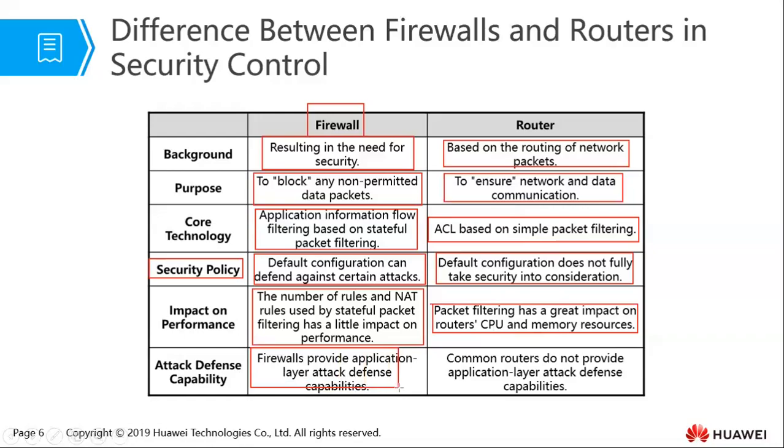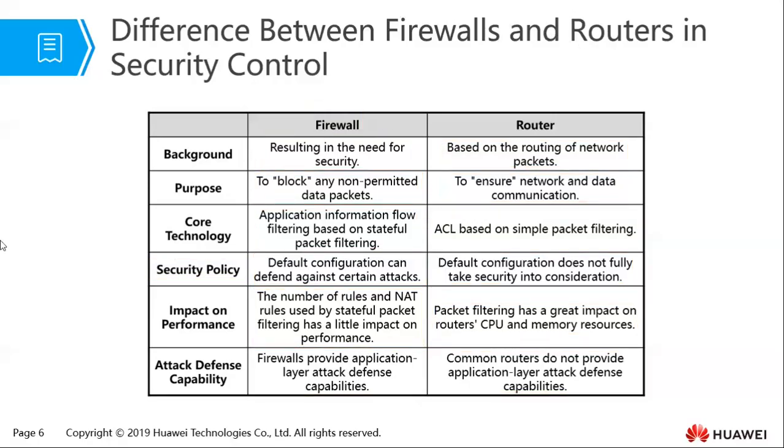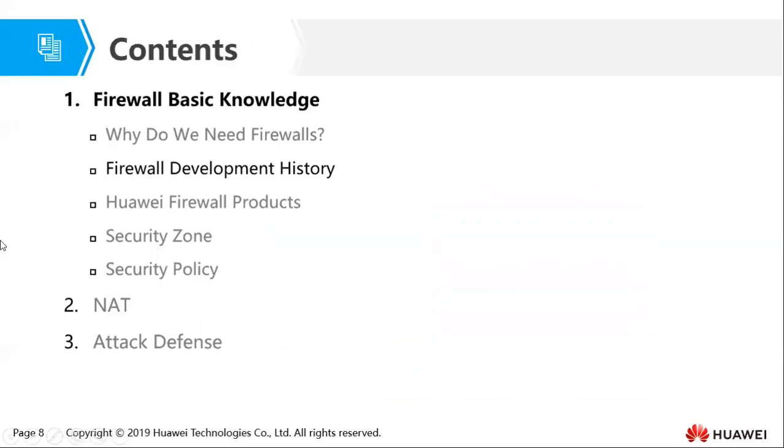Attack defense capability. Firewalls provide application layer attack defense, while routers can only take care of layer 3 and layer 4, based on IP address headers and also TCP/UDP headers. But a firewall can provide attack defense up to the application layer. So that is the comparison between firewalls and routers.